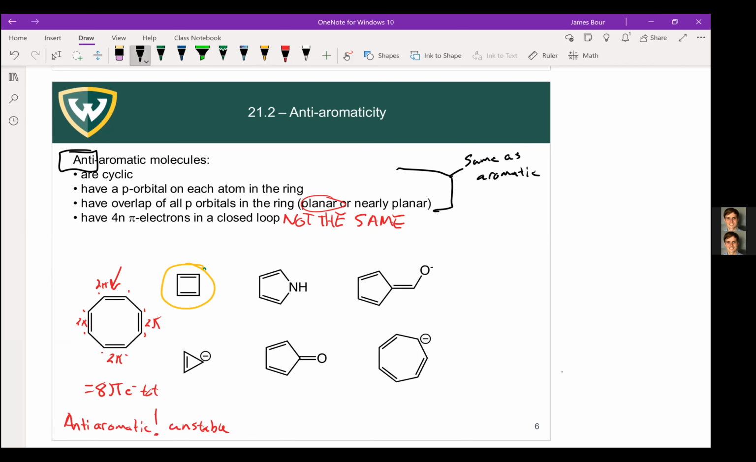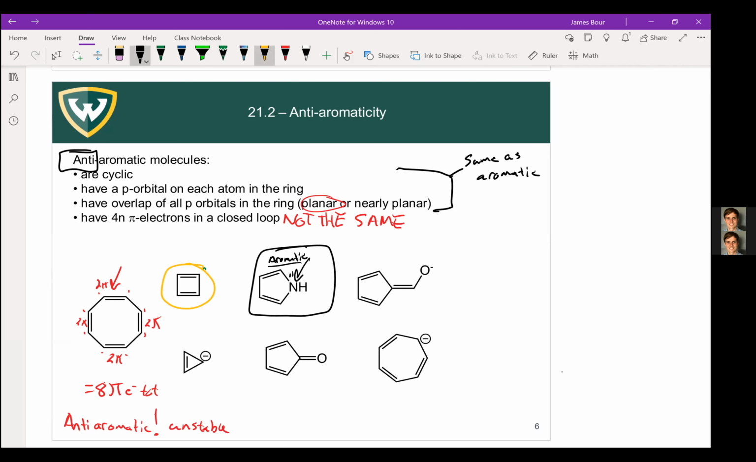So we can look at something like pyrrole. We just decided that this is aromatic. It fits 4n plus 2. So pyrrole is aromatic. It's not part of the anti-aromatic thing. The rules are still the same in how we count the pi electrons.